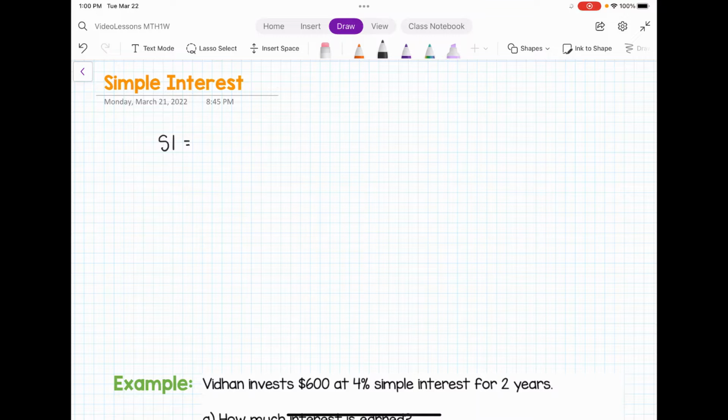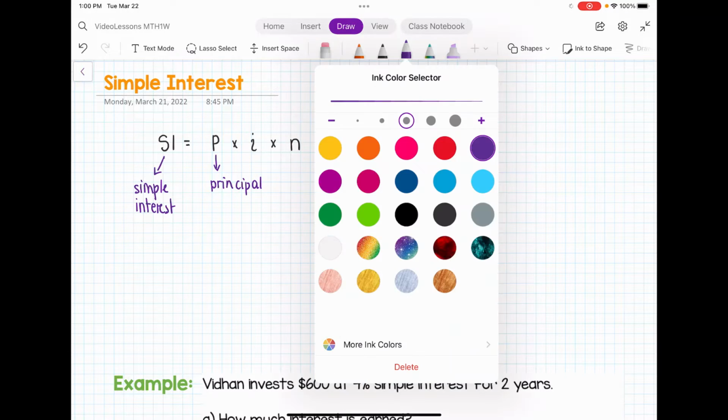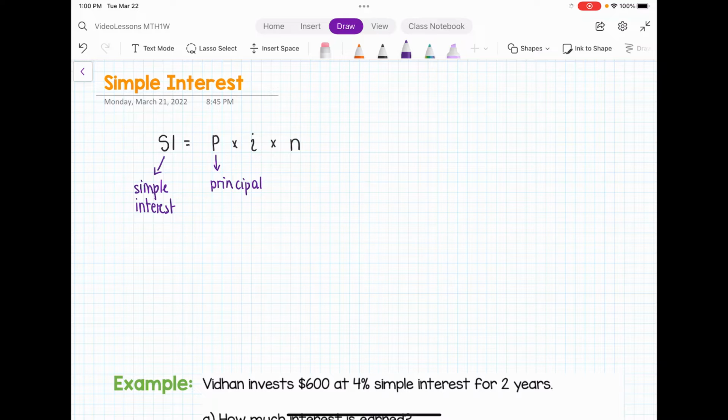So I'm using SI to stand for simple interest, and it's P times I times N. And P is the principal, and that is the starting amount. So if we are borrowing money, the principal is the amount that we've borrowed, and whenever you're charged interest, you never repay just the amount you've borrowed. You end up repaying the amount you borrowed plus the interest.